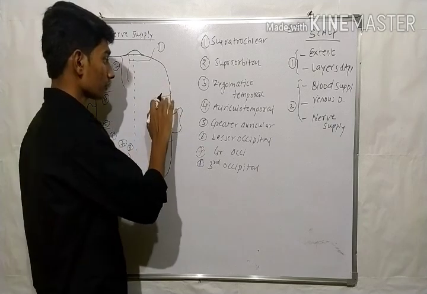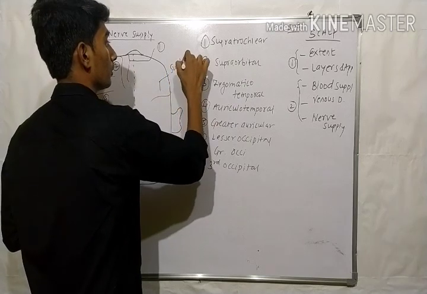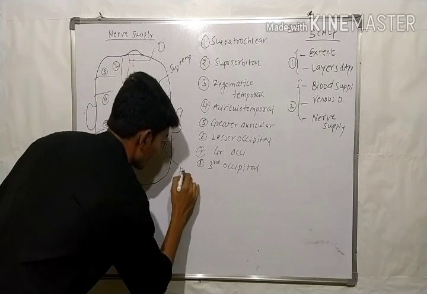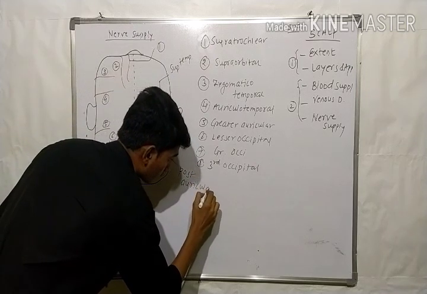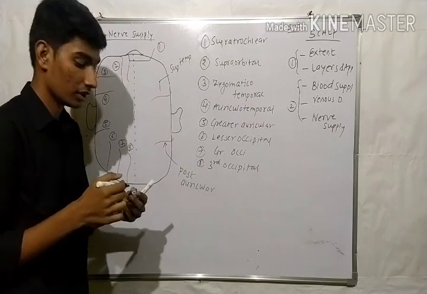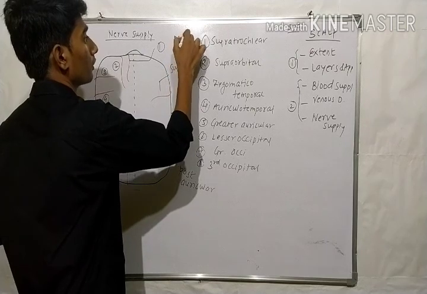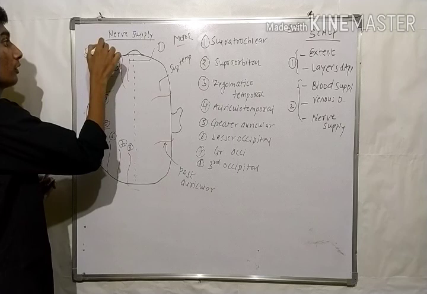Now this is the superficial temporal and this one is the posterior auricular branch. Superficial temporal and posterior auricular branch, these are the motor nerves. So this is the motor supply, and from this side I have shown the sensory supply.